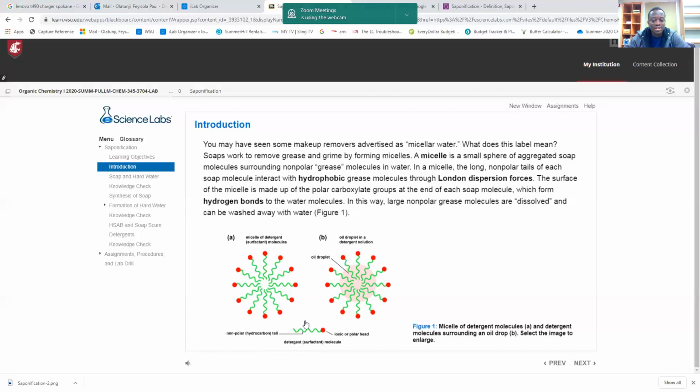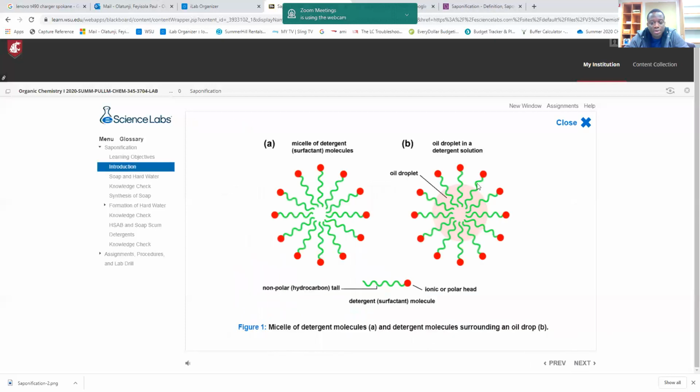So always take note of this. The reason why soap or even detergents can perform their cleaning function is because they are amphiphilic. They have the hydrophobic tail that helps you remove stain, and they have the ionic head, very polar head, that helps everything dissolve in water, including those stains. Okay. All right.